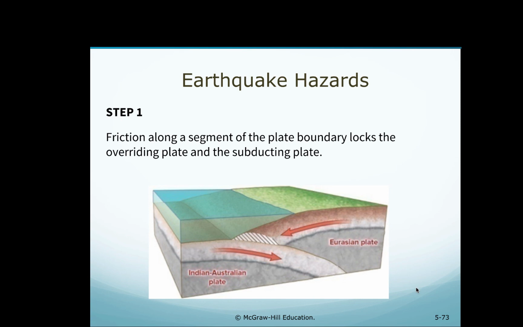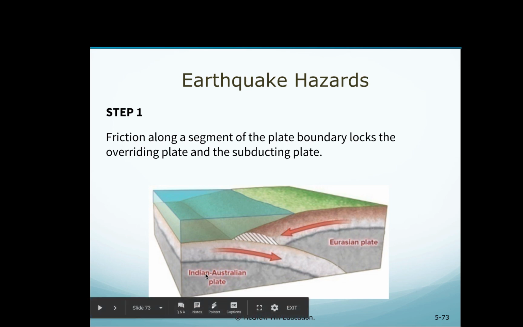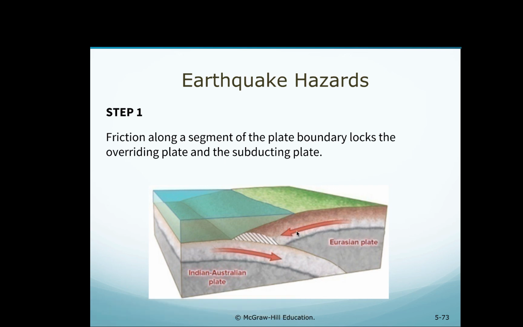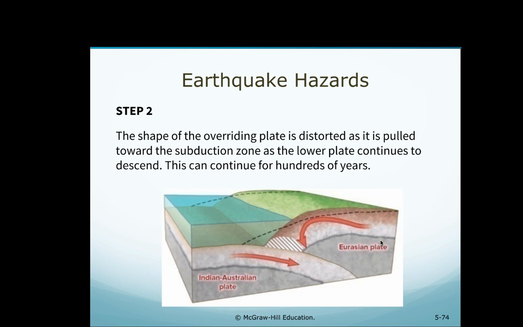Friction along a segment of the plate boundary locks the overriding plate and the subducting plate. For example, the Indian Australian plate here, and the Eurasian plate there, and the water above. The shape of the overriding plate is distorted as it is pulled toward the subduction zone as the lower plate continues to descend. This can continue for hundreds of years.